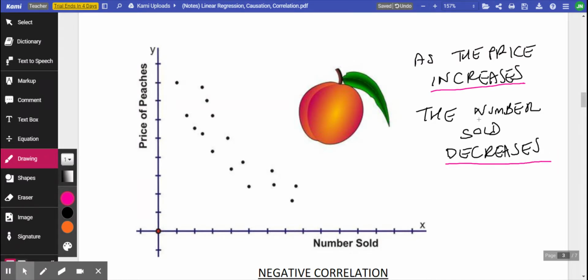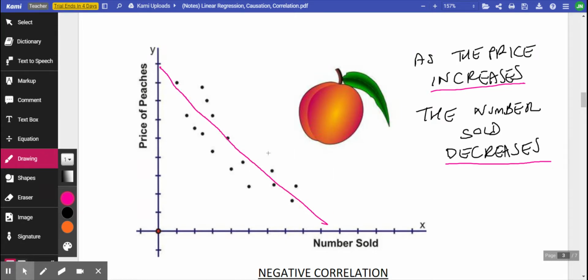This makes sense, right? If you go to the store to make a peach pie, and a bag of peaches costs $10, you're like, oh crap, I'm not going to buy peaches today. That's ridiculous. Let's go check out the apples. Let's see how much the apples are. Maybe we can make an apple pie. So usually those two things are related, right? As the price of peaches goes up, the number sold goes down.